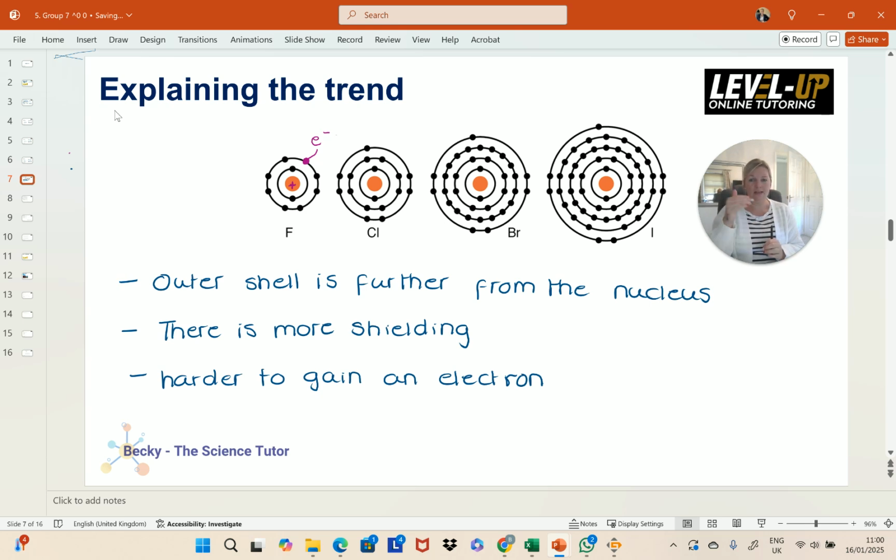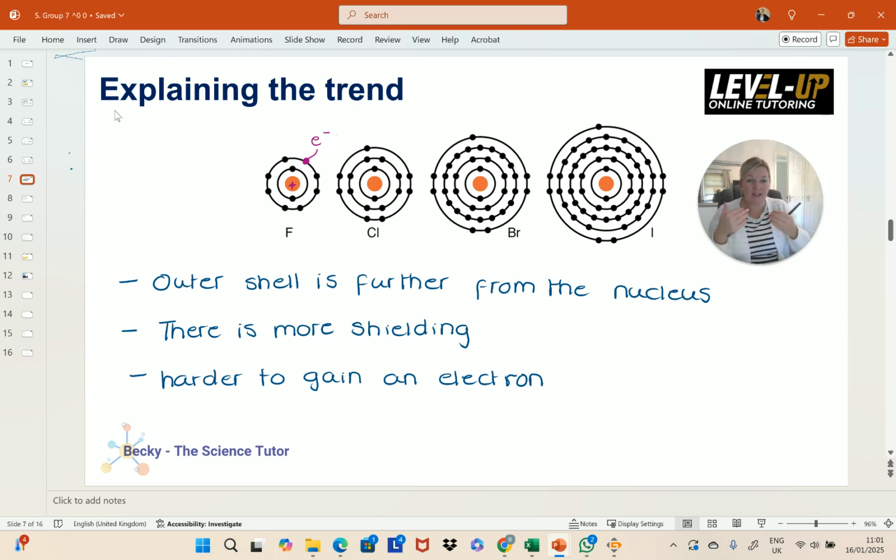Why is chlorine less reactive than fluorine? Outer shell is further from the nucleus, there is more shielding, so it's harder for chlorine to gain an electron. Now the only thing I'm going to say here is be careful if they flip the question the other way. Why is fluorine more reactive than chlorine? The outer shell is closer to the nucleus, there is less shielding, and so it is easier to gain an electron. So just be careful which way round the question is posing it to you, whether it's asking why is chlorine less reactive or why is fluorine more reactive.